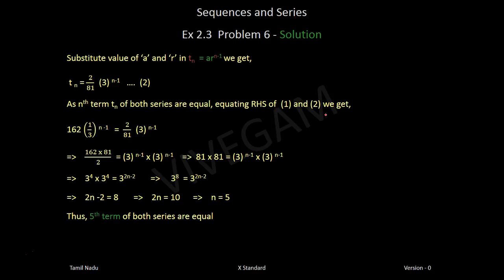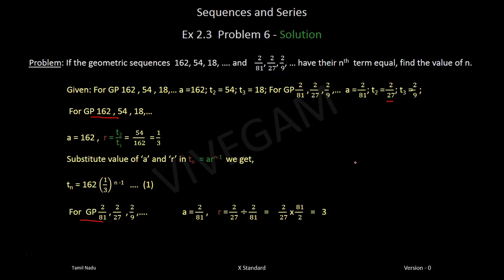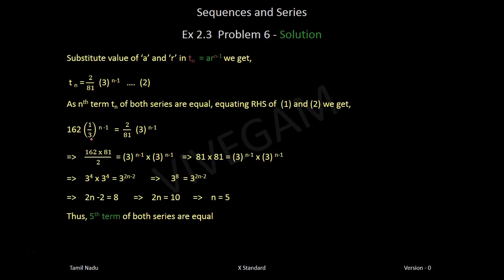Okay, let's go back to the equation. So RHS of equation 1 is 162 into 1 by 3 to the power of n minus 1. So 162 into 1 by 3 to the power of n minus 1 equal to 2 by 81 into 3 to the power of n minus 1. Now you see you have 3 here, 3 here. So keep 3 together and put all the other numbers to one side. So this will become 162 into 81 divided by 2. Collect all the numbers other than 3, which will be equal to 3 to the power of n minus 1.